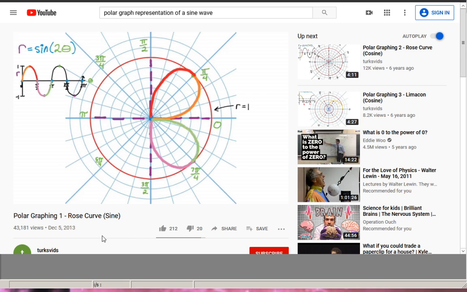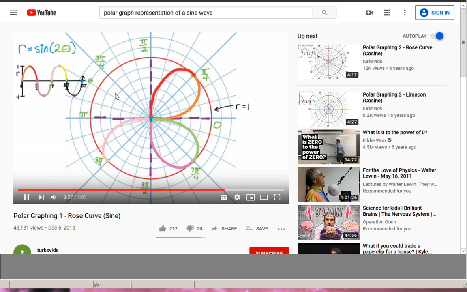And now by the time I get to 5 pi over 4, r is going to be 1 again. So I fill in that dot at 1 comma 5 pi over 4. Part of the rectangular graph I'm graphing is this. And so let's fill that in. Now we're going to go back to the origin again.